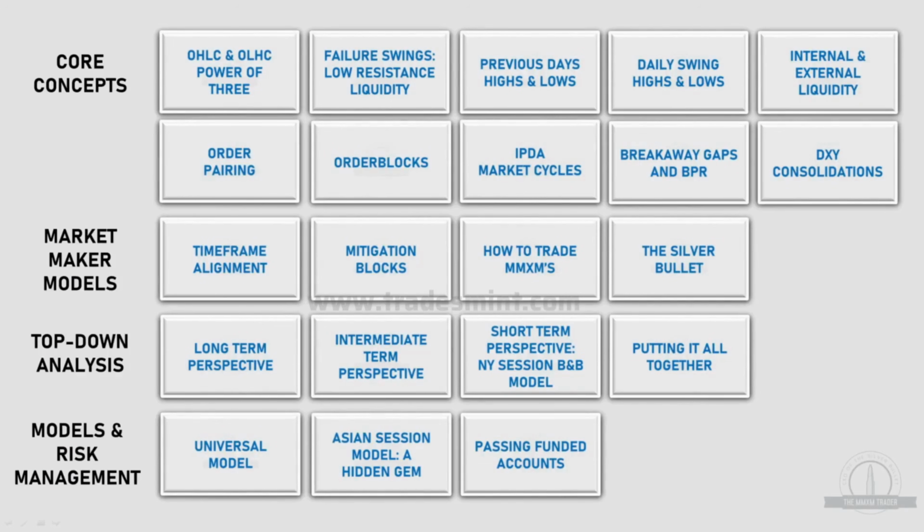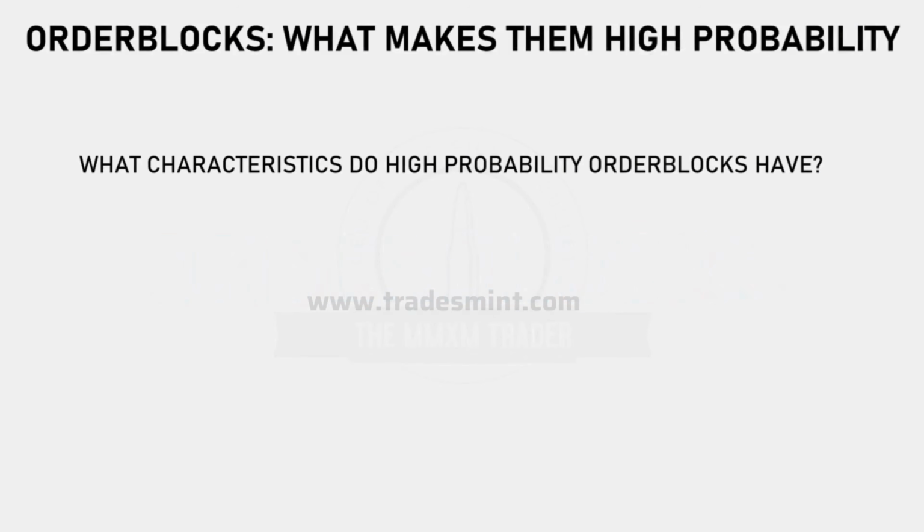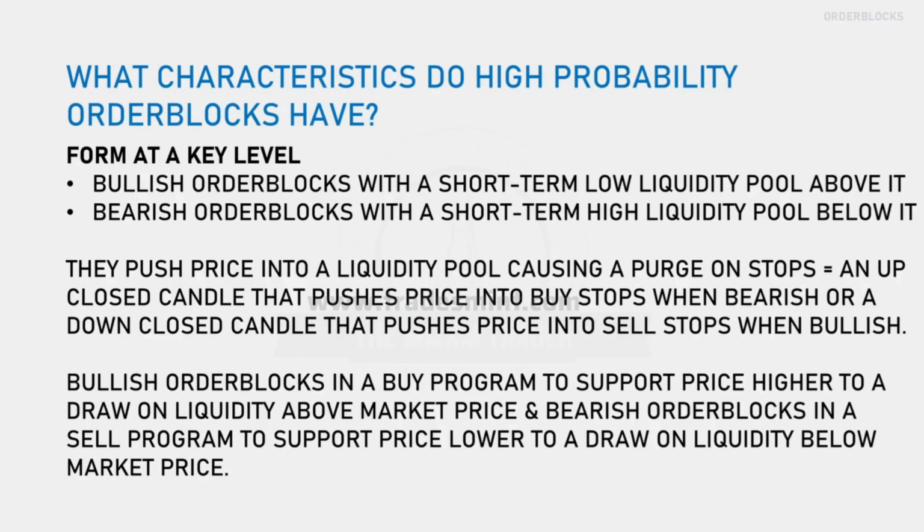Next topic we're going to cover is order blocks. Order blocks, what makes them high probability and what are the characteristics of them? First of all, order blocks need to form at a key level. So bullish order blocks with a short-term low liquidity pool above it, or a bearish order block with a short-term high liquidity pool below it.